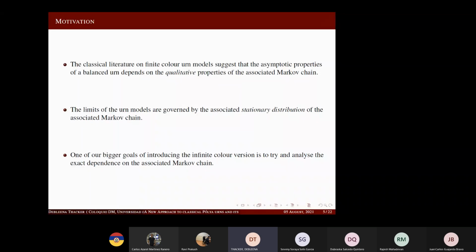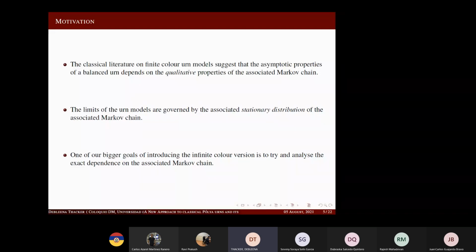So that was one reason why we introduced the infinite color version, because Markov chains on infinite state space have much richer asymptotic properties, right? So we decided that we would study the entire thing in the infinite version, and that would give us much richer properties. So that's one motivation, maybe a theoretical or mathematical one, to analyze the infinite color version.